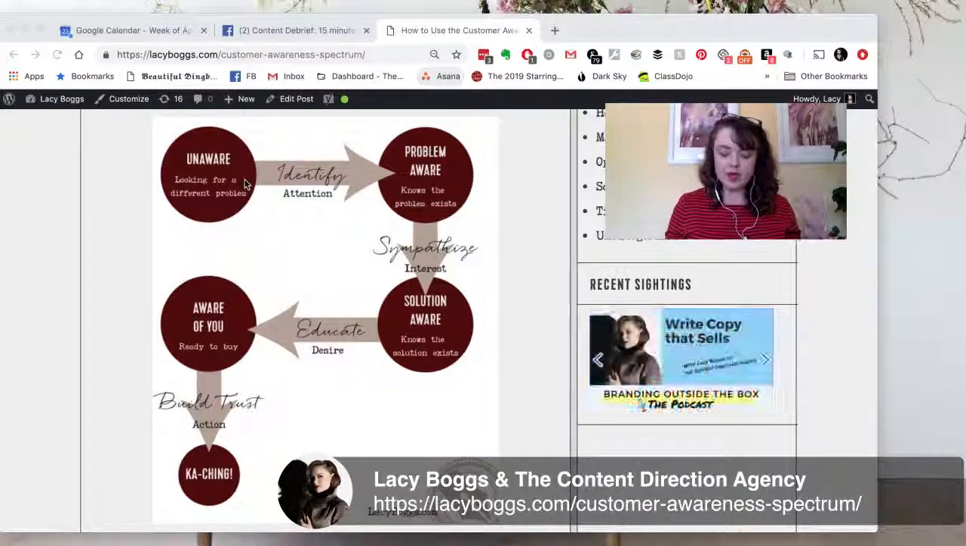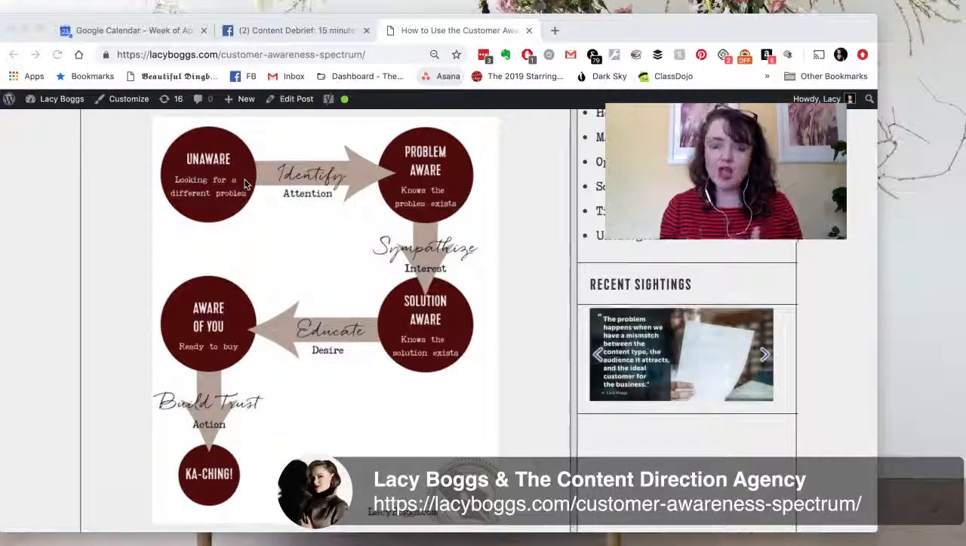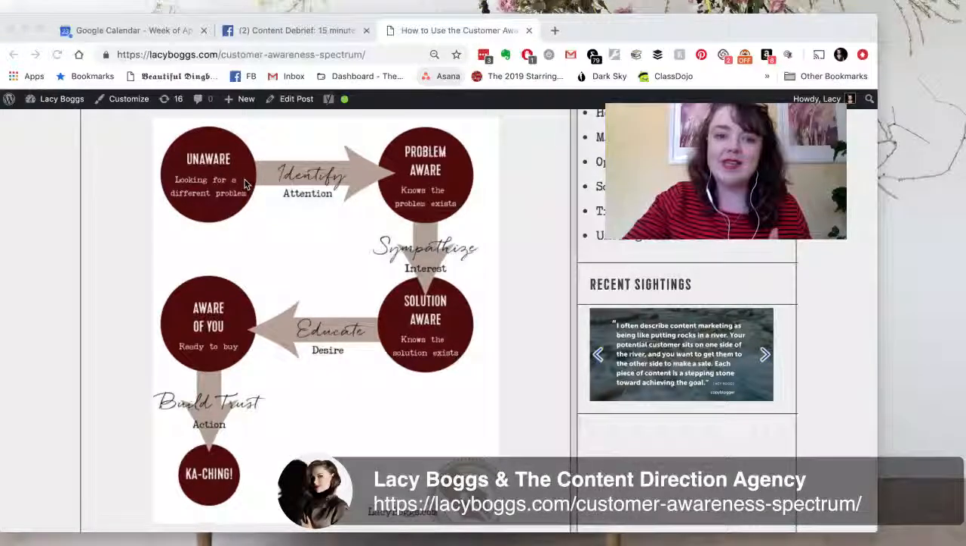A problem I've been seeing lately is that people aren't connecting the dots when it comes to which piece of content is reaching people at which stage, and they're not understanding that the purpose of that content should be to move them to the next stage, right? So here, let me just give you an example.